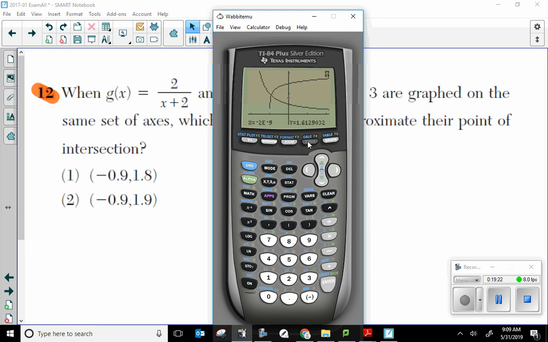Second, calc, intersect, number 5. And I move the little bug dude closer to the intersection, and I hit enter 3 times. Now look at, you see how I just moved him there? He looks like he's right on there. Don't assume that's 1.9. Okay, that's really close. But if I really want the intersection point, I can't just trace. I need to hit enter 3 times.